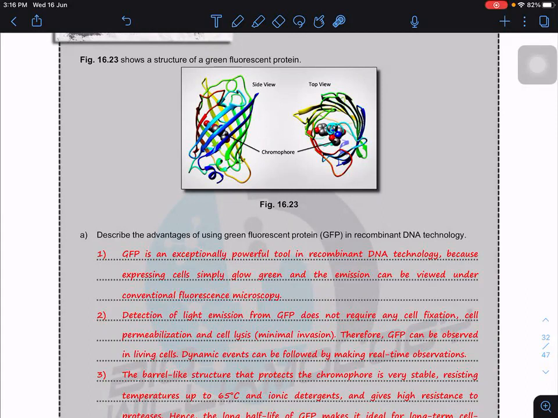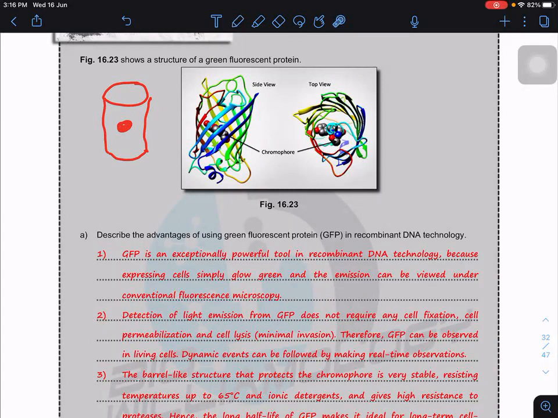Can you see that it's a barrel, something like a cylinder? This cylinder protects the chromophore. So the chromophore is actually inside this cylinder. So what's so important about this green fluorescent protein?